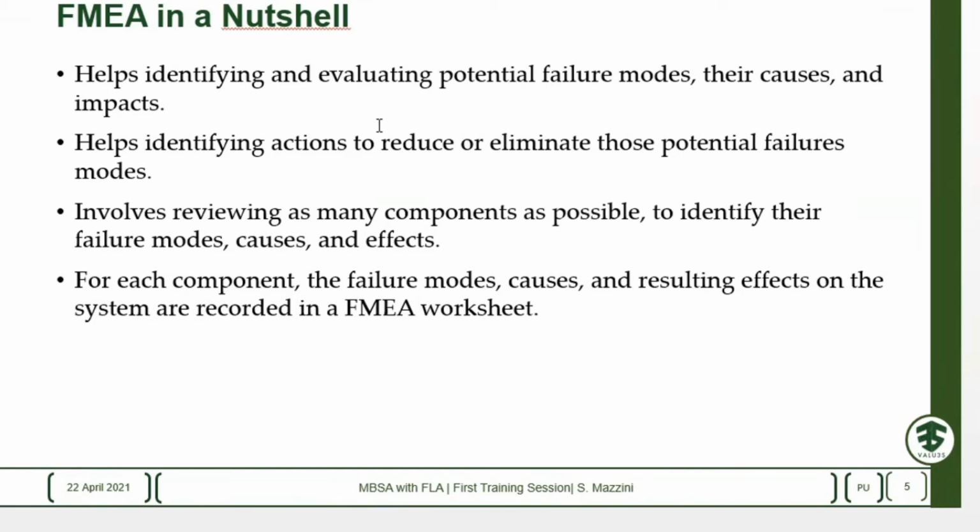And helps in identifying the action to reduce and eliminate these potential failure modes. In particular, it helps to define countermeasures and safety requirements. FMEA involves reviewing as many components as possible to identify failure modes, causes, and effects. And for each component, the failure modes and causes and resulting effects on the system are considered.